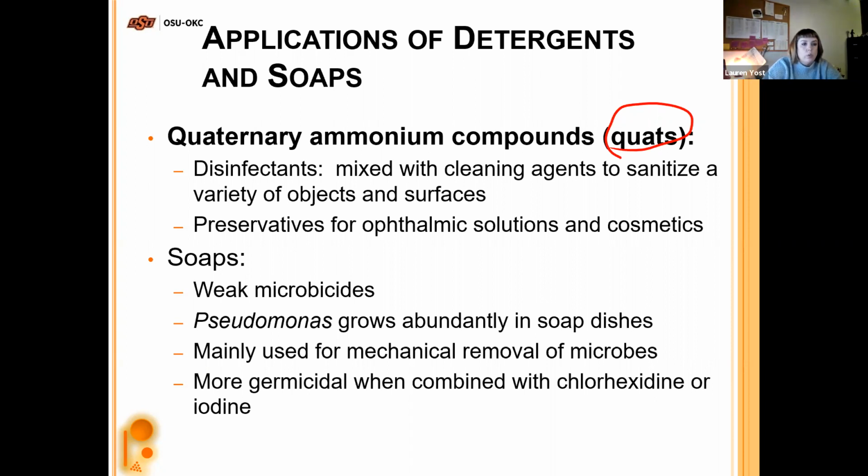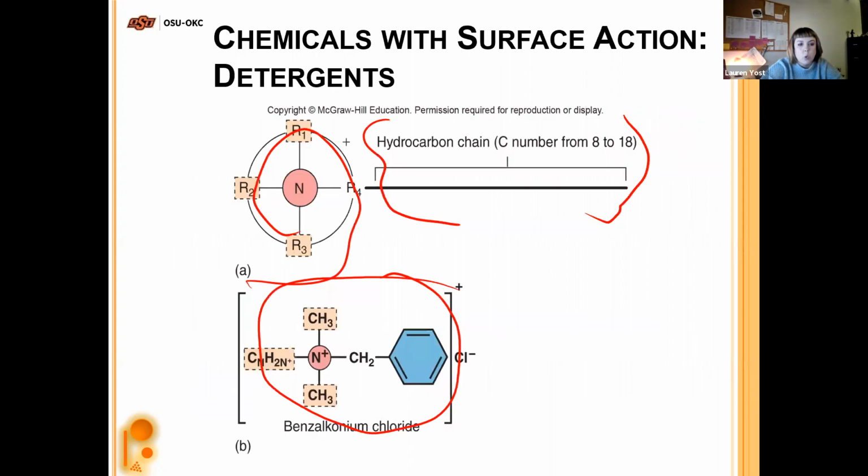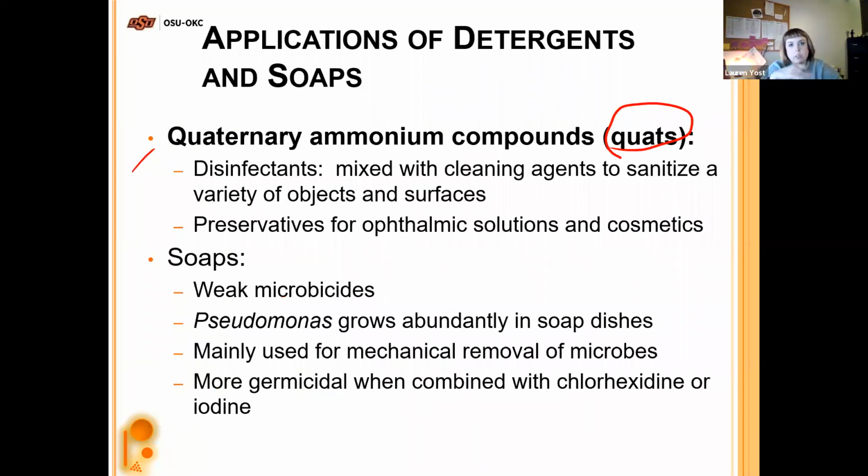So if we talk about quats, what I'm trying to say is the detergent. We're talking about quaternary ammonia compounds. And why am I calling it that? Because it's N and it's got all these 4 things that come off of it. N, 1, 2, 3, 4. That's 4. That's quaternary. And it's ammonia because it's the N bound to 4 things.